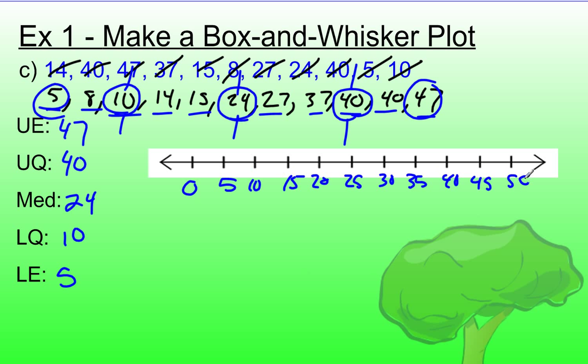45 and 50. Alright, dot. 5 and 10 and 24. That's not 24. That's 24. And 40 and 47. So we got our dots. Now you just make whisker here, whisker there, boom, boom, boom, box in between.